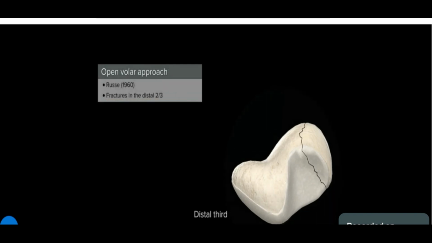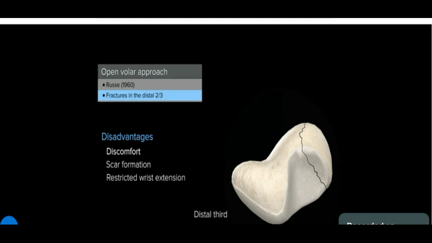The third technique, the open volar approach, was popularized by Roos in 1960 for fractures in the distal two-thirds of the scaphoid. The disadvantages of this approach are discomfort, scar formation, and restricted wrist extension due to scarring of the volar wrist capsule.